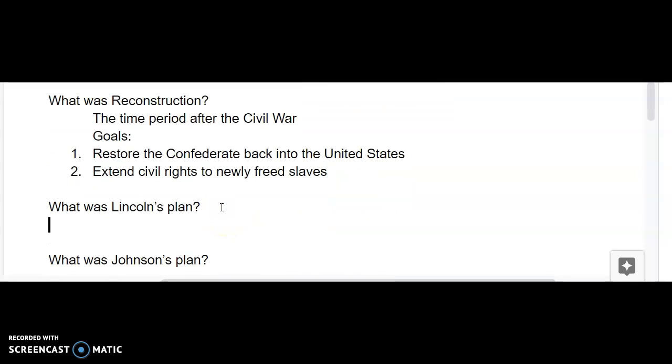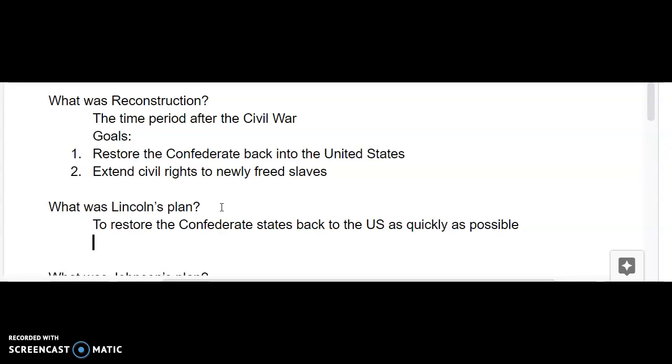So Lincoln begins a Reconstruction plan before the war is even over. And Lincoln's goal was to restore the states, the Confederate States, back to the United States as quickly as possible. I wish I could spell today.